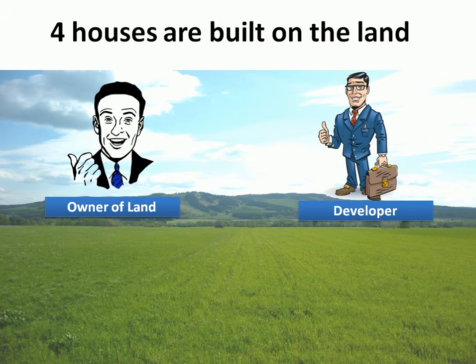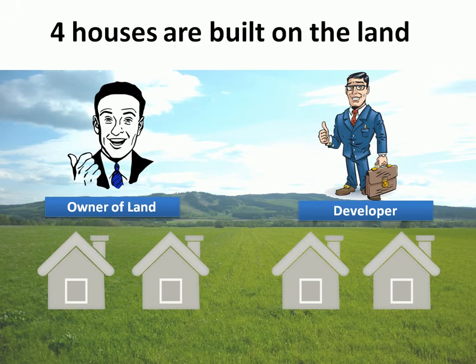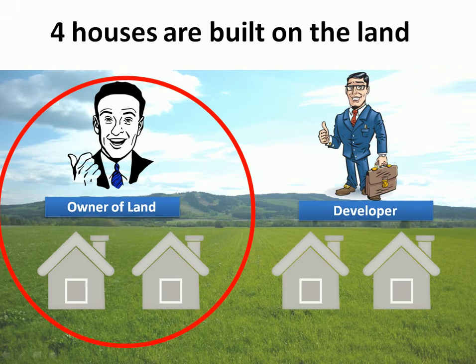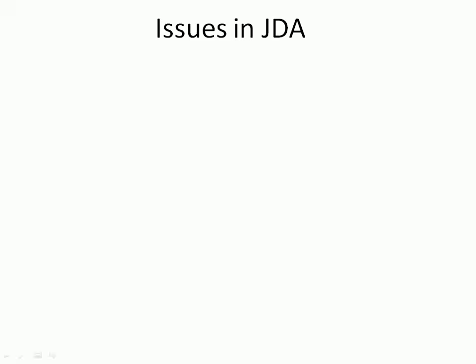Let's assume that 4 houses are built on this piece of land. The owner of the land gets to keep 2 of those houses and the developer retains the balance 2 houses as payment for the development. Now, what are the issues which can arise in such a transaction? The first issue is the year in which the capital gains tax would be attracted.